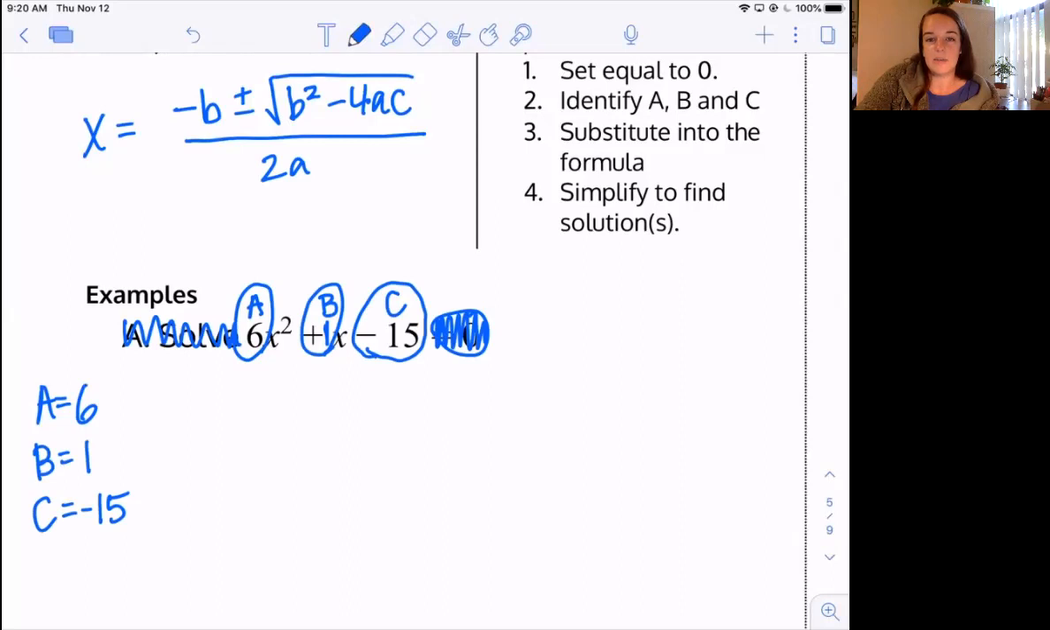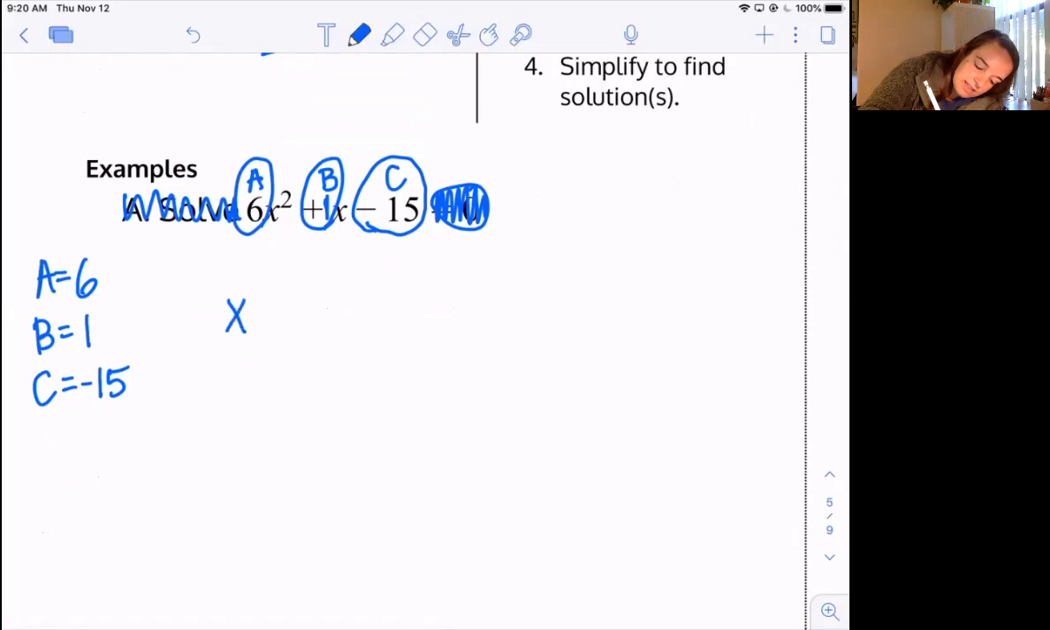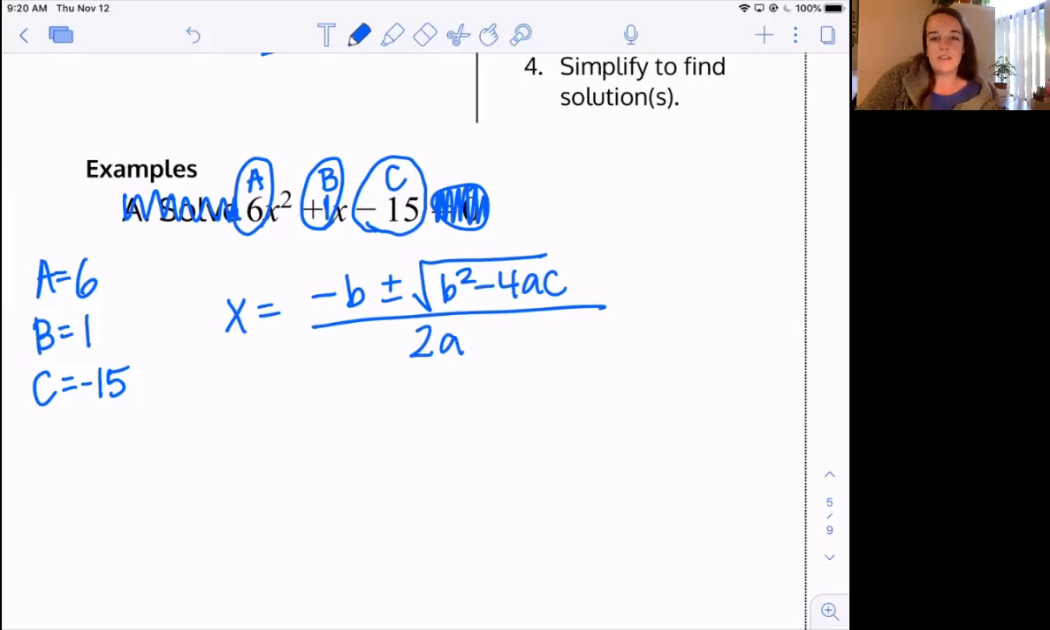All right, step 1, set equal to 0. We did that. Step 2, identify A, B, and C. We've got A, B, and C. Step 3, substitute into the formula. Okay, so I'm going to write down the formula. X is equal to negative b plus or minus the square root of b squared minus 4ac all over 2a. Just like that.